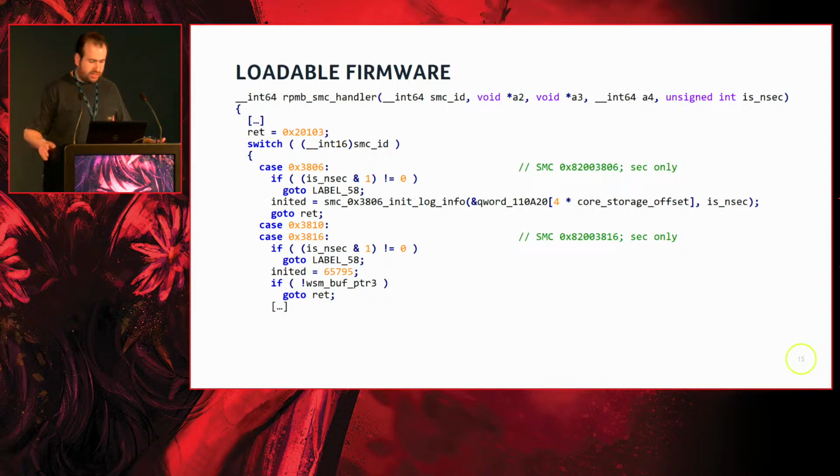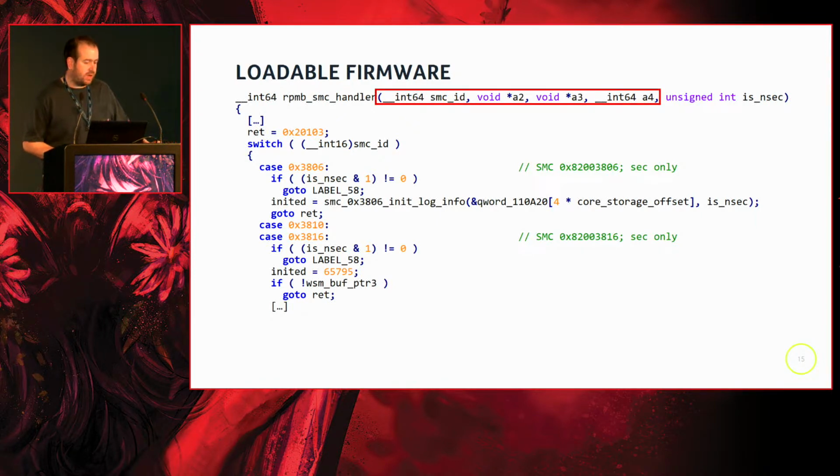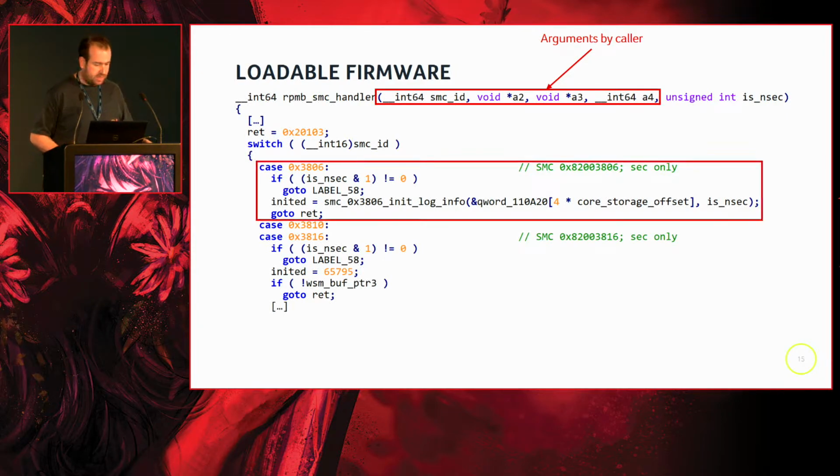And inside, these loadable firmwares will have SMC handlers, which is normally just a big switch, which takes 5 arguments. The first 4 of them are simply the 4 registers from X0 to X3 that were passed by the caller, where we invoked the SMC. The first one is always the SMC ID, and the remaining 3 are specific and their meaning depends on the SMC. And then you'll have all the handlers. In this case, it's the handler for SMC 3806.